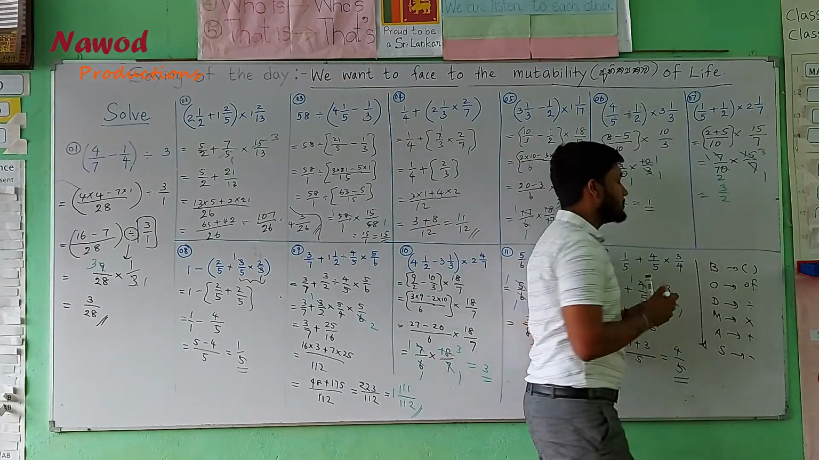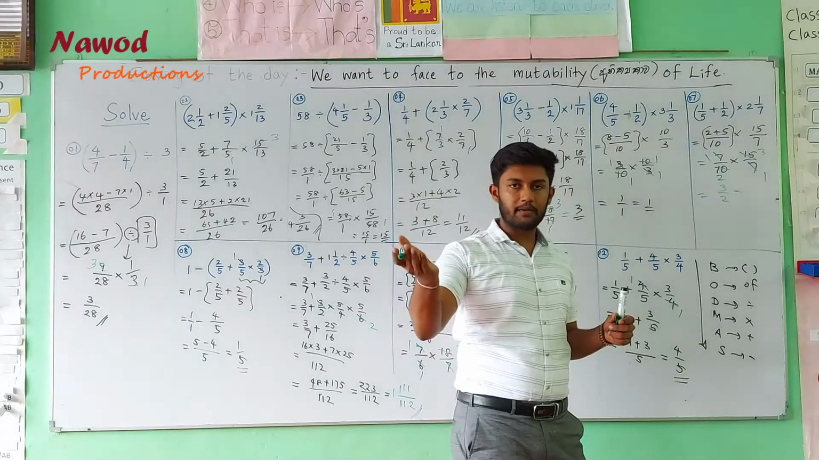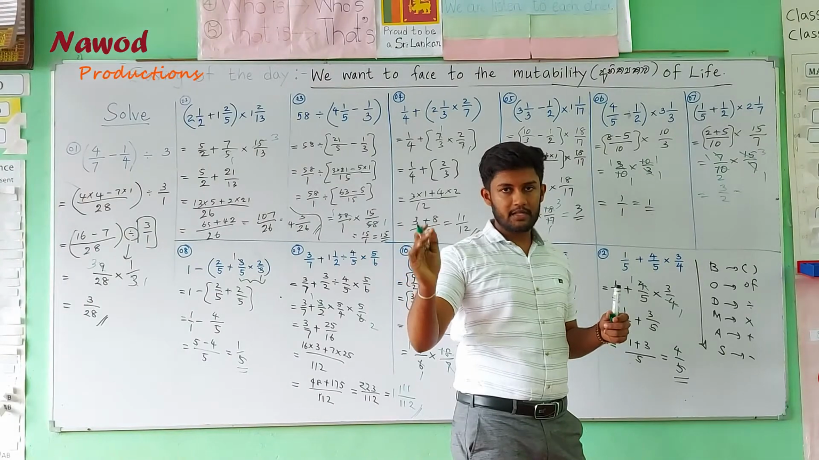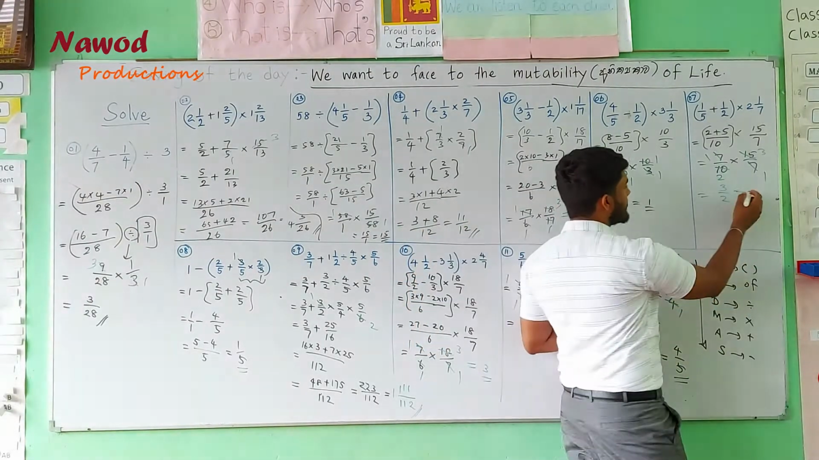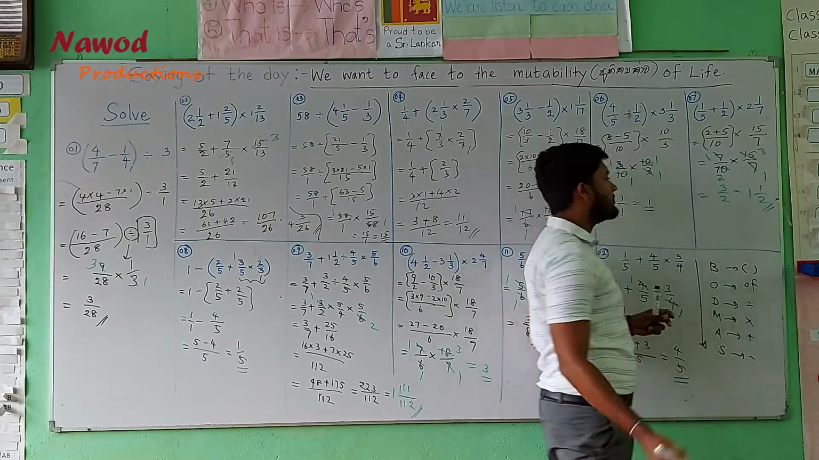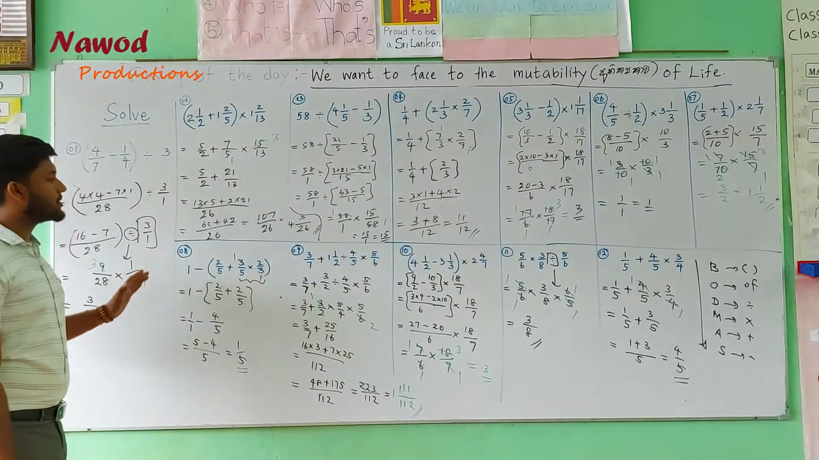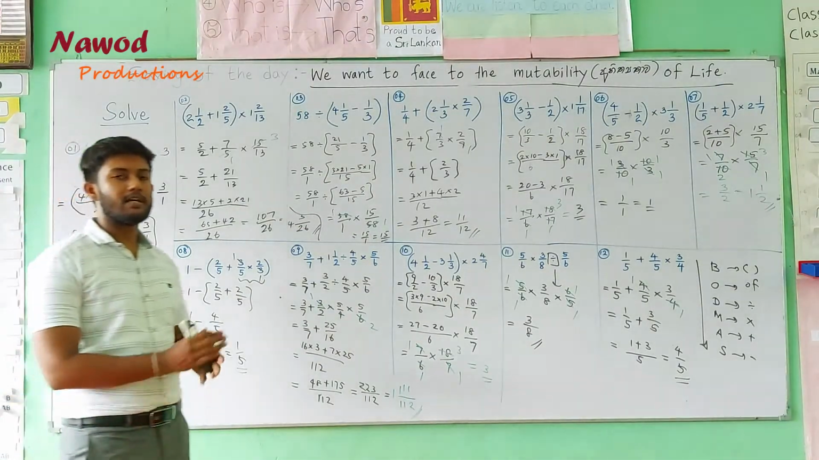3 over 2. You know, dear students, this is an improper fraction. We can convert it into a mixed number and keep in the answer. Then here 2 into 1, 2, 2 plus 1, 3, 1 1 over 2 is the answer. Like that way, you can solve these questions, right?